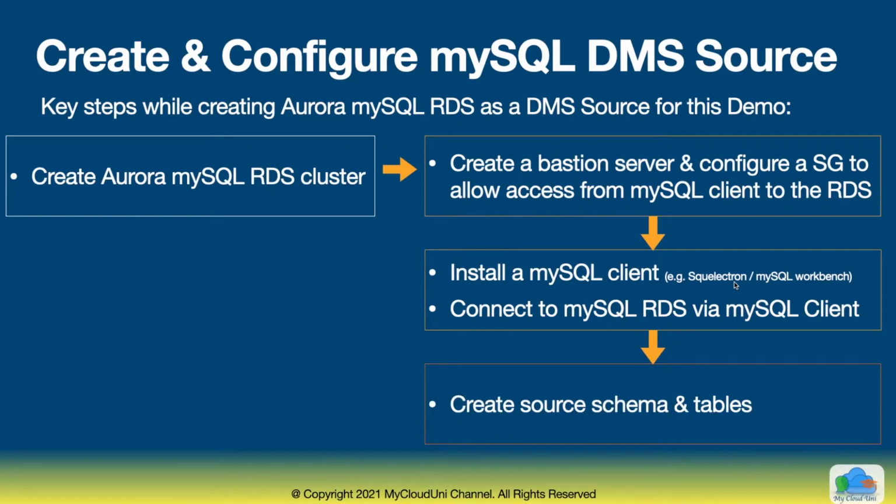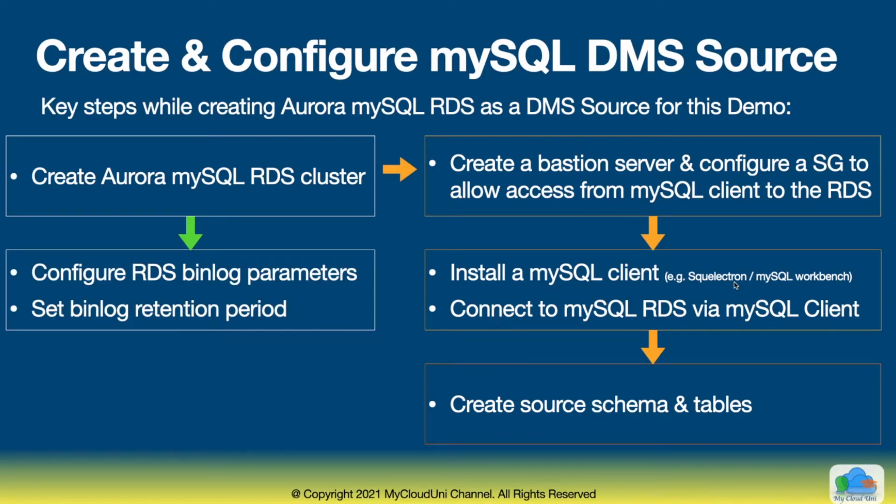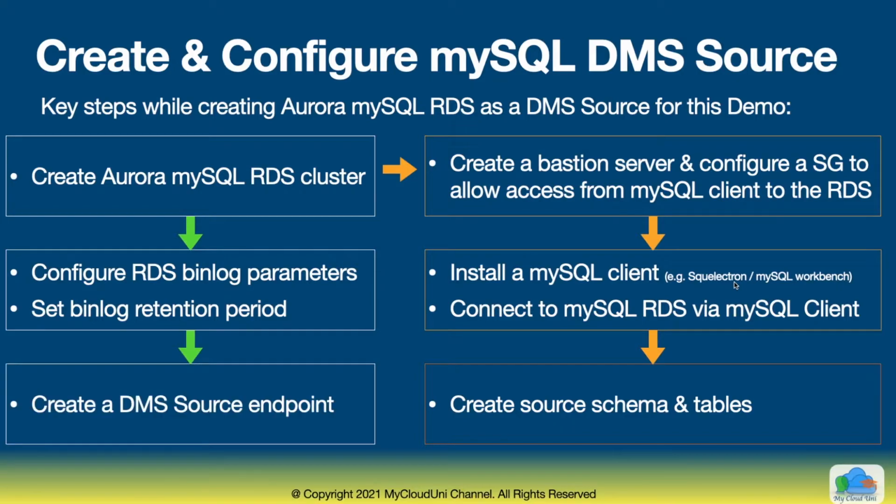And once we are able to connect, we create the source schema and tables. So this basically prepares the database. You also have to do a couple of steps to support CDC. Basically you have to configure the RDS binlog parameters and then set the retention period. This will enable you to do the CDC, or change data capture. If you don't want that, then you don't need it, but we are going to see how to configure the binlog and retention period to support the CDC. And then we create the endpoint from there.